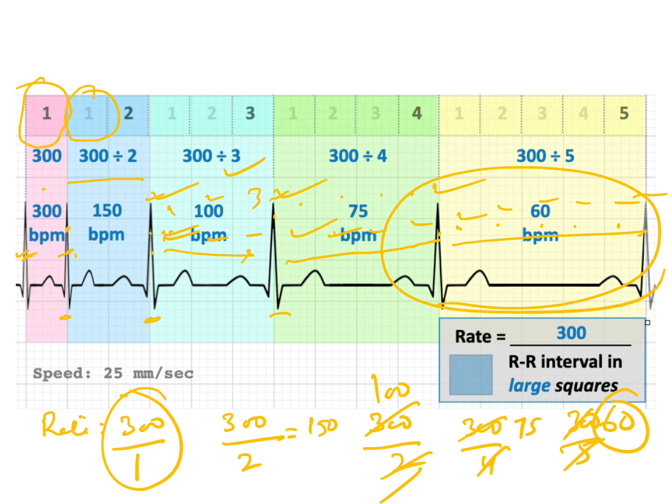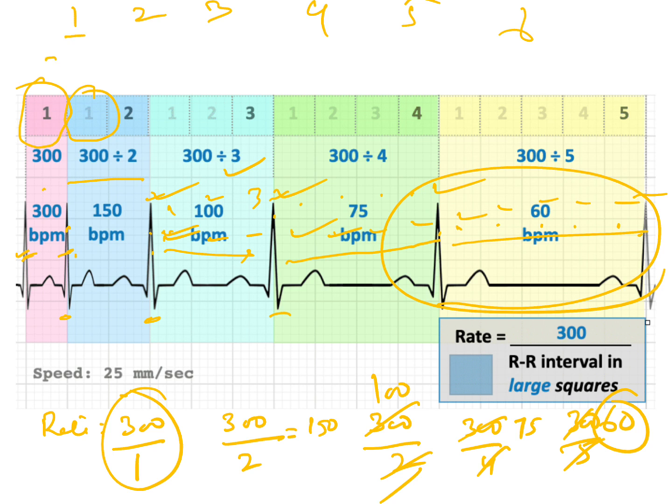So to make it more clear, in regular rhythm, if we are using the large scale method, we have to see how many large boxes are there between two R waves and we have to divide 300 by that number of boxes. Okay, so one simple way to remember this method is, if we find one square between R waves, 2 squares, 3 squares, 4 squares, 5 squares, 6 squares, and so on.